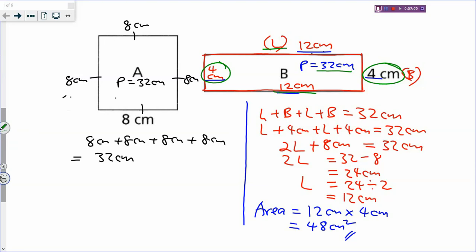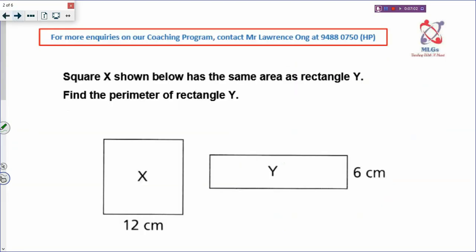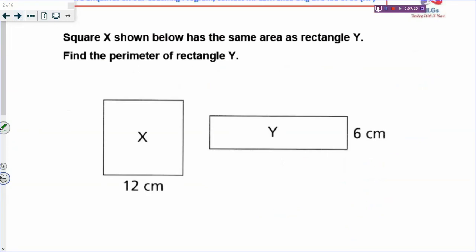Now let's go to the next question, and this time we can do a bit faster, since we have gone through the first problem thoroughly. So for this second problem: square X has the same area as rectangle Y. Can we find the perimeter of rectangle Y?